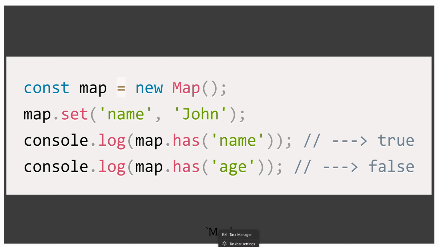8. Using Map. Pros: Ideal for dynamic key-value collections. Cons: Not suitable for simple objects or structured data like JSON.